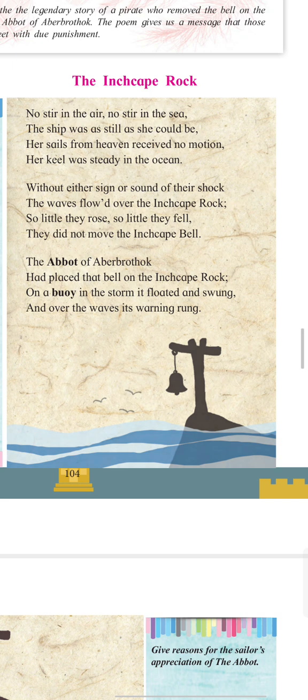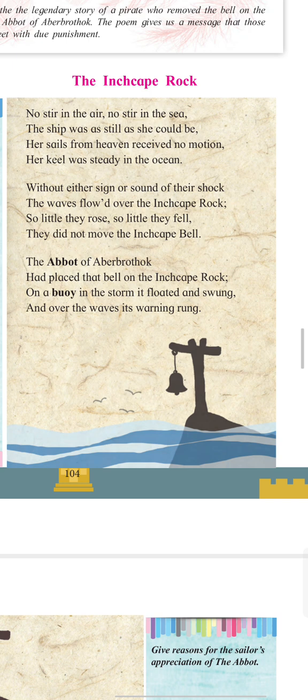"So little they rose and so little they fell." Here the poet is talking about how the waves are flowing, rising and falling down. "They did not move the Inchcape bell." What did not move the Inchcape bell? The waves. So the second stanza talks about how, without any indication, the waves are flowing above the Inchcape Rock, rising and falling, and they are not able to move the bell. Clear?